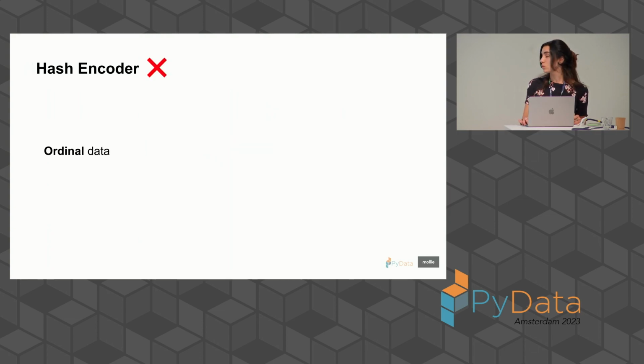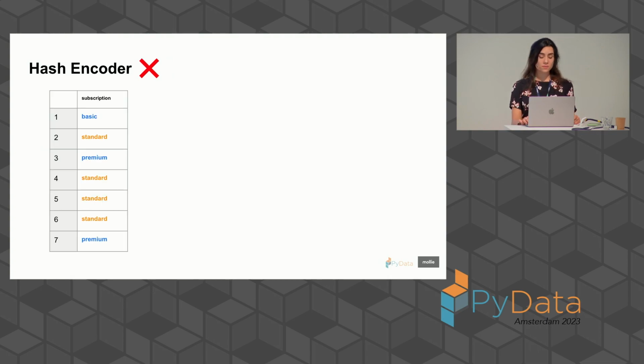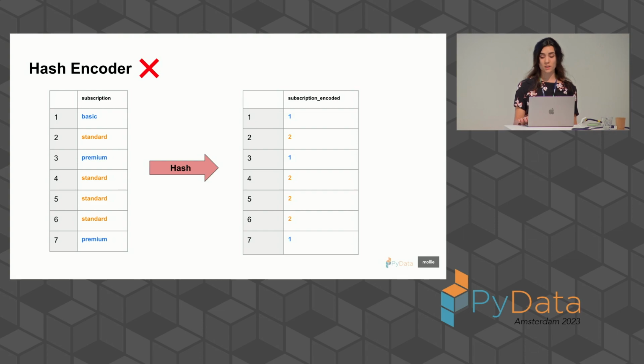It's not nice to use it on ordinal data. If we have this example with subscriptions, we can apply it, but in this case, you see basic and premium end up in the same bucket, and this leads to some important information loss, because here we have meaningful information in the ordering of our variables. So here the label encoder would make more sense. The order relationship between the subscriptions, we lose it here. So that's why we don't want to do it.